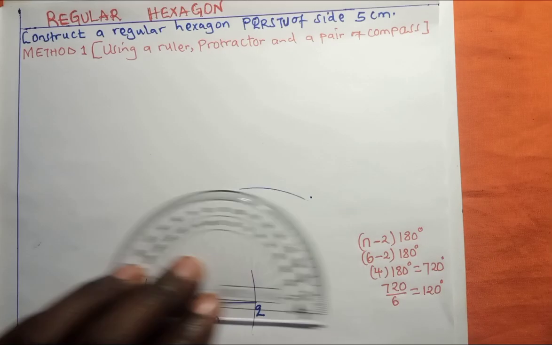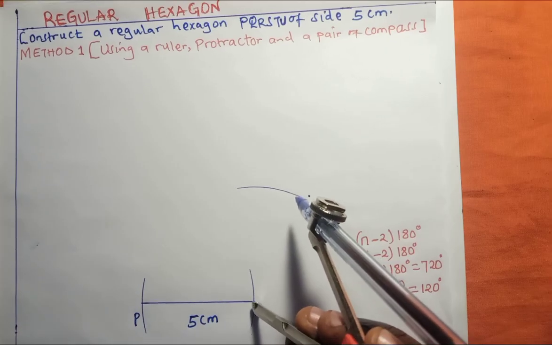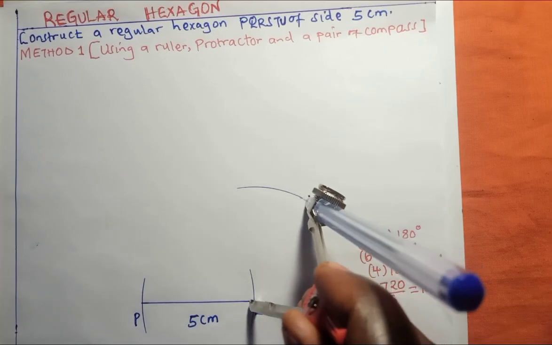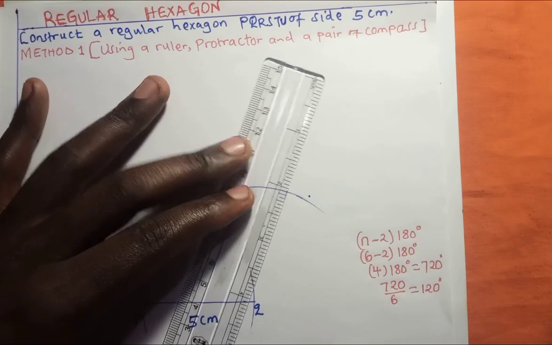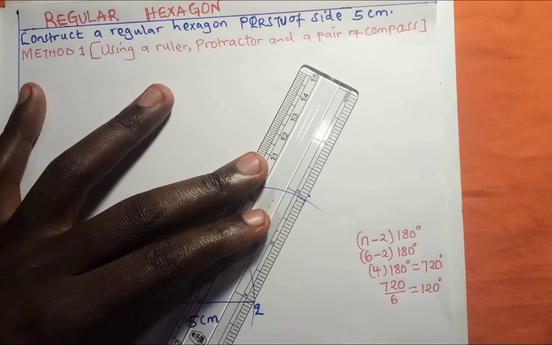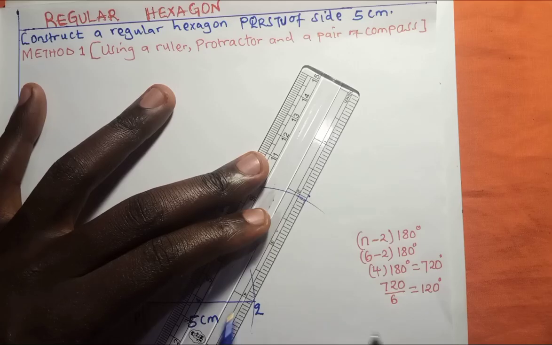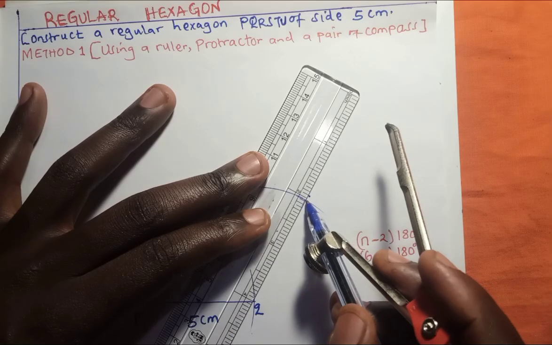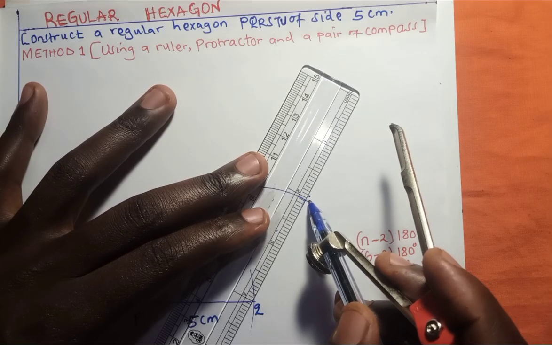After doing that, we'll have to join that point to point Q. Let's do that. We are going to use a ruler and then align this to where we marked the point. And of course, make sure that the line is very straight. I'm going to make sure that the line is very straight.